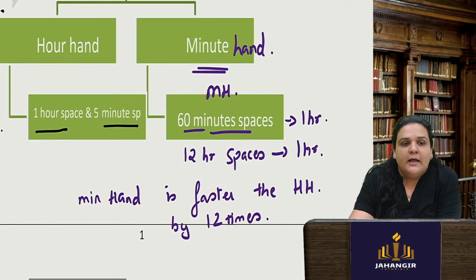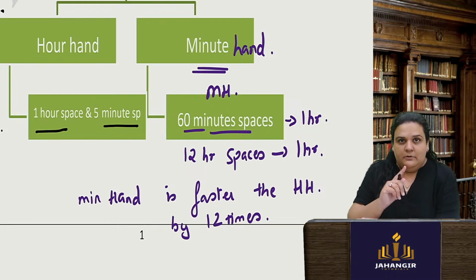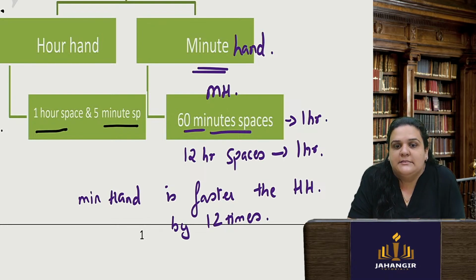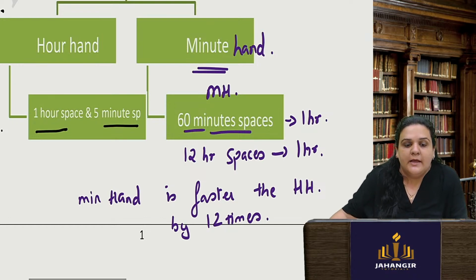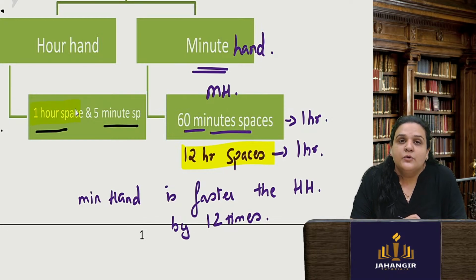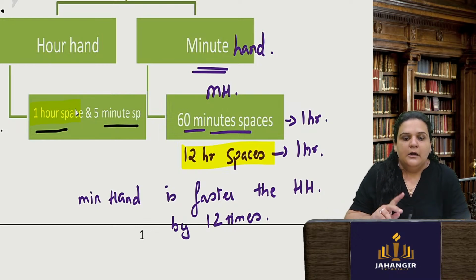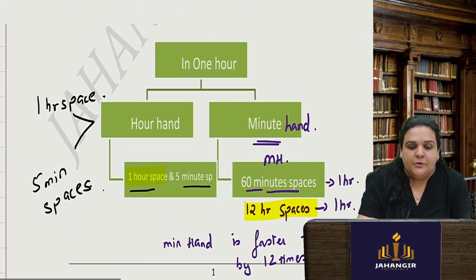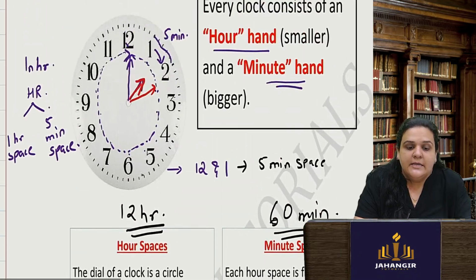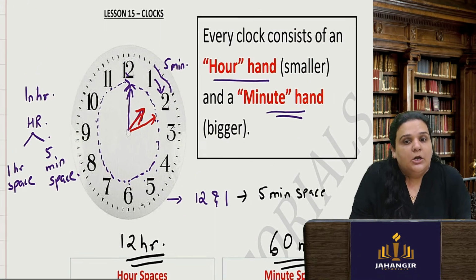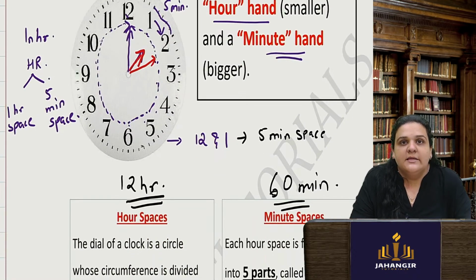See, in 1 hour the hour hand could move only 1 hour space. But in that same 1 hour, the minute hand has moved how many hour spaces? 12. So it is 12 times faster. Clear? So this is very, very important. This particular chart is very important for clocks. All these concepts we are going to use in the questions.